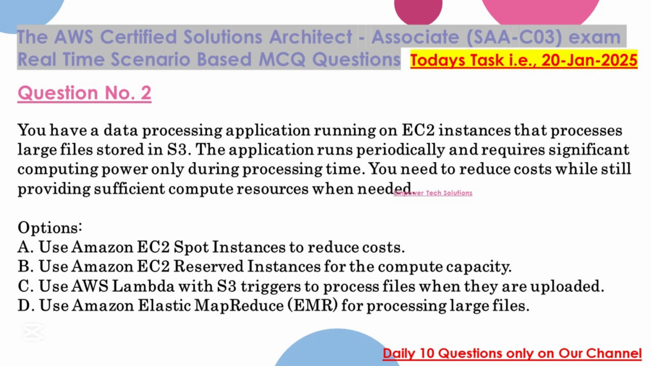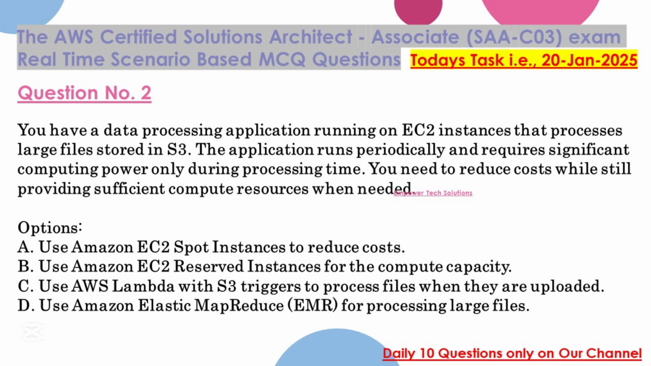You have a data processing application running on EC2 instances that processes large files stored in S3. The application runs periodically and requires significant computing power only during processing time. You need to reduce costs while still providing sufficient compute resources when needed. Options: A. Use Amazon EC2 spot instances to reduce costs.